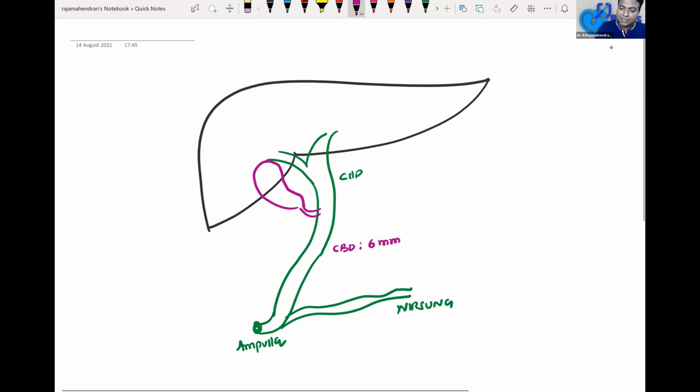This is a normal diameter of common bile duct. And if the common bile duct is dilated, you should think of there is some obstruction in the distal end. So if the common bile duct is dilated in an ultrasound, you must always think of one thing, that is there is some obstruction in the distal part of the bile duct that is causing this common bile duct dilatation. So if you see, there is one another cause. Without any obstruction, the common bile duct can be dilated. Can you tell me what is it?